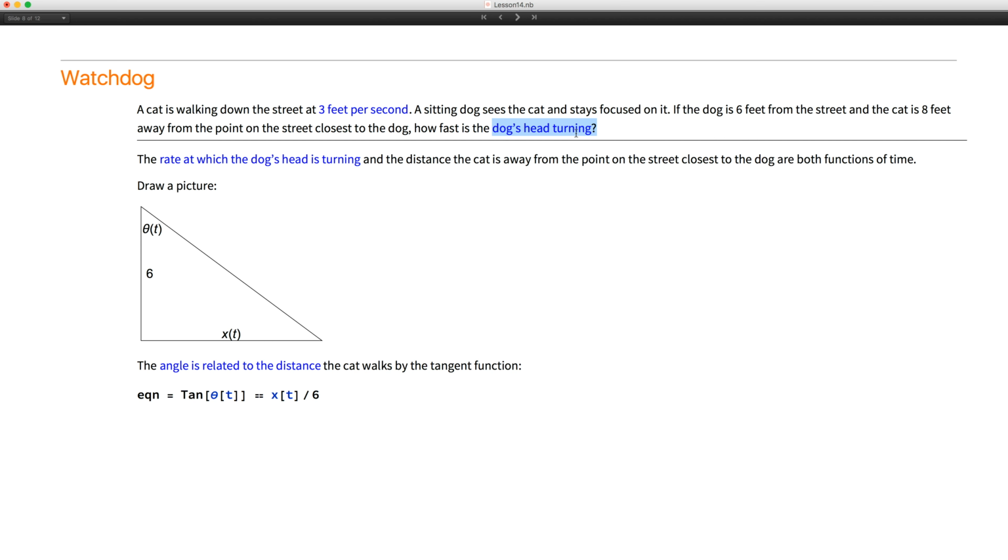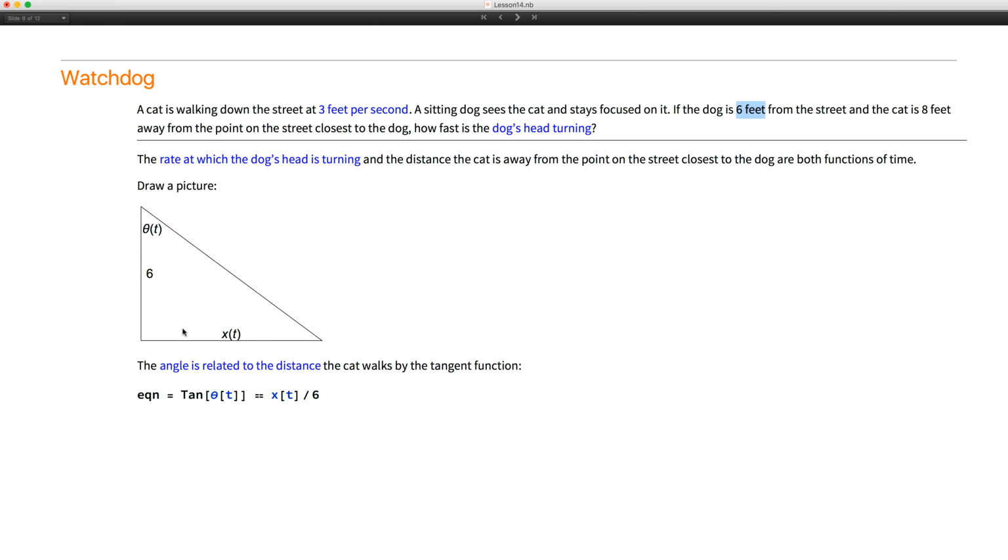So there are two things that are changing. The dog's head is turning and the cat is moving away. So the question is, what do you do over here? Well, you first draw a picture. That's the angle of turning for the dog's head. That's the distance traveled by the cat down the street. And this distance over here is given to us to be 6 feet.